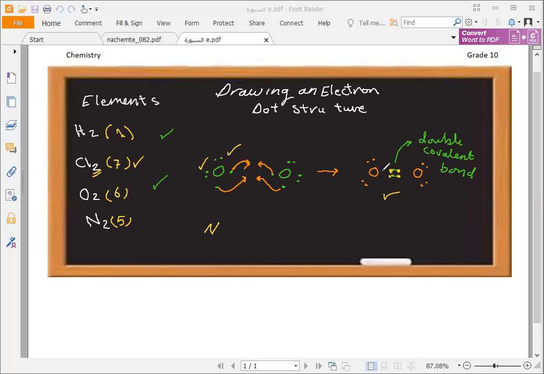Now, here we have 2 shared pairs of electrons between the 2 atoms. They are double covalent. This chemical bond, this covalent bond, is double covalent, not single. When the number of shared pairs between the 2 atoms held together equals 2, we have a double covalent bond.